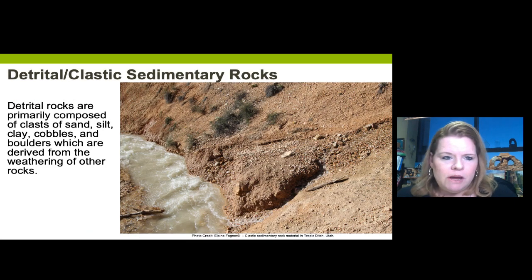There are two major groups of sedimentary rocks. There's detrital/clastic, that means the same thing, and then there are chemical sedimentary rocks, and chemical are subdivided into chemical and biochemical. For this class, we'll just lump them into one called chemical. So we're going to start with detrital clastic sedimentary rocks. I'm using the terms together because I want you to keep hearing them. They mean the same thing.